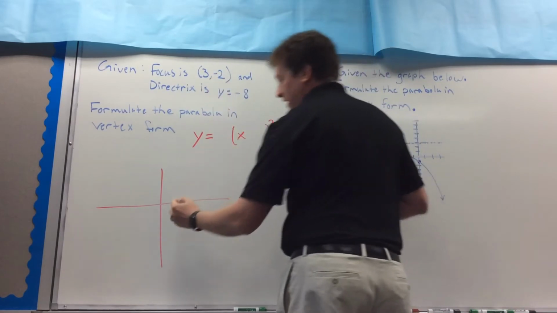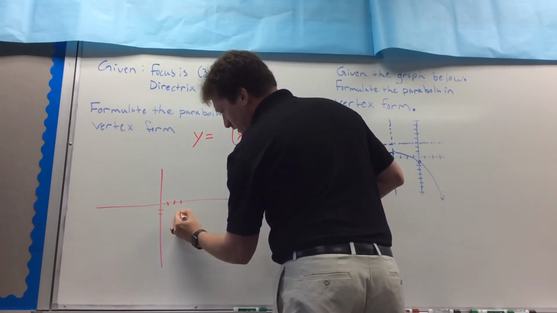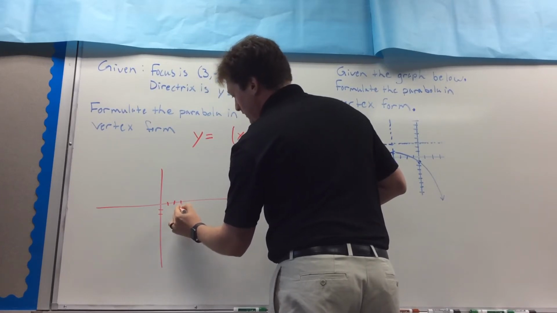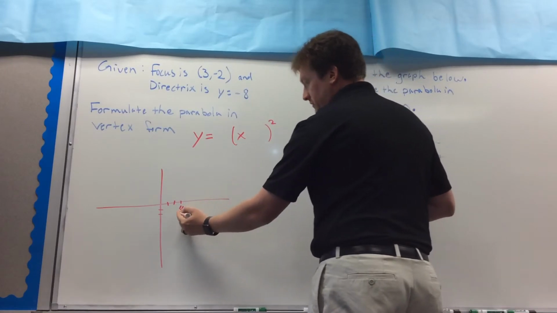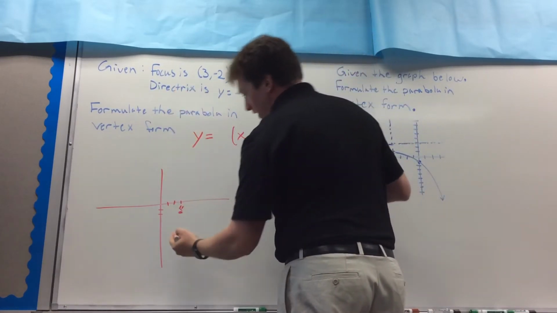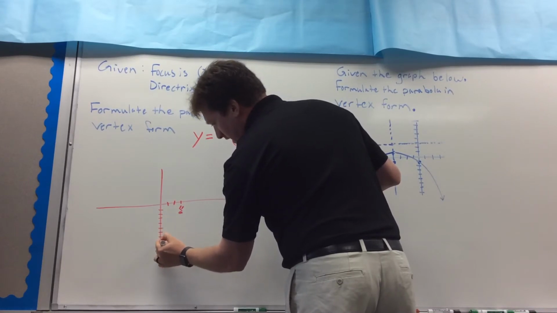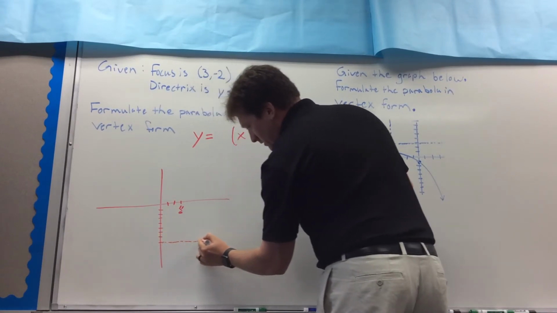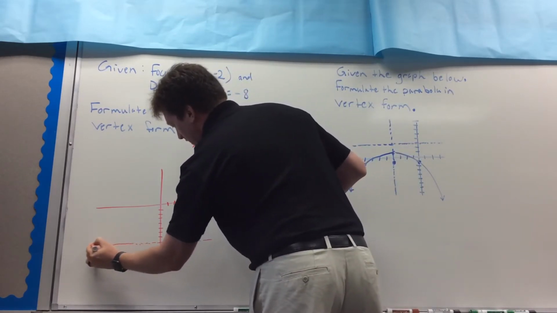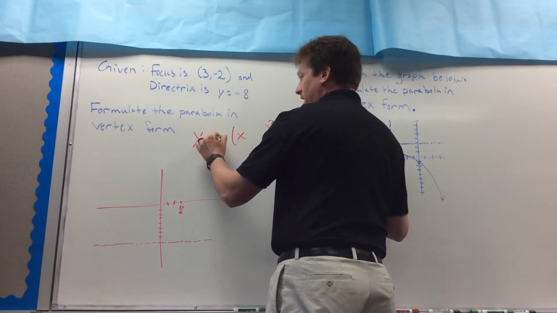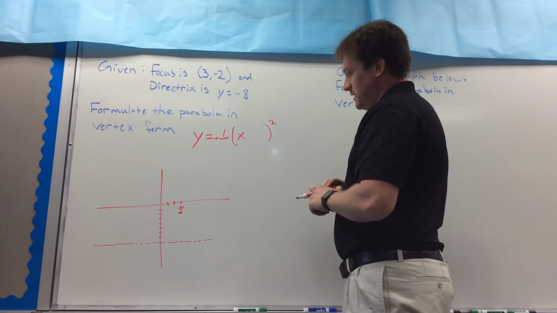And I've got 3, -2. There's our coordinate point for the focus. So that means if my focus is up here, I need to figure out where the directrix is at -8. So I'm 1, 2, 3, 4, 5, 6, 7, 8. And your directrix is right here. So that means that my graph is going to open upward. So there's going to be a positive number here, 1 over whatever the length of our latus rectum is.